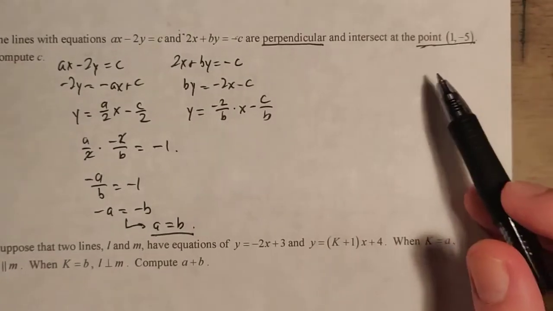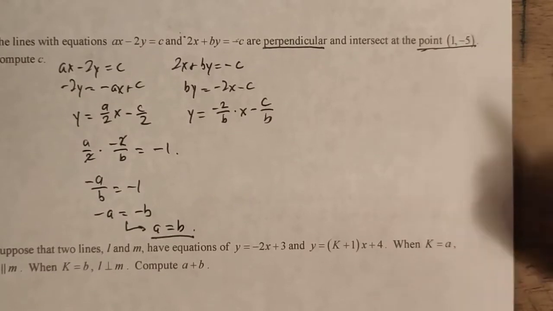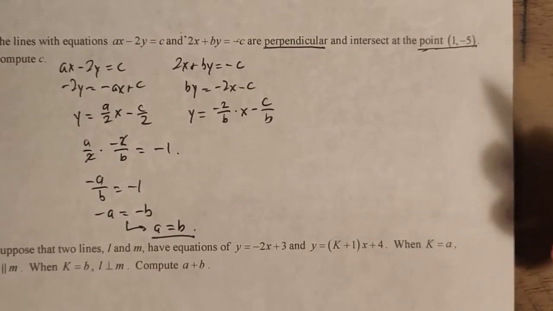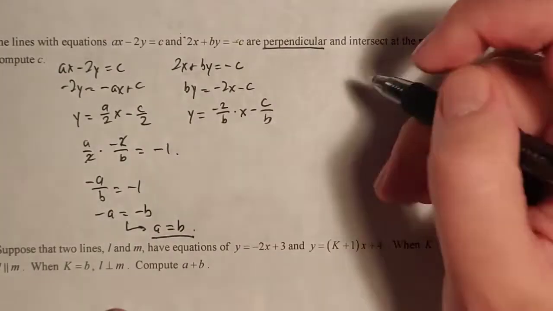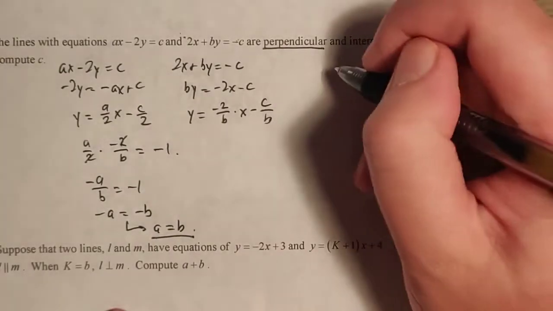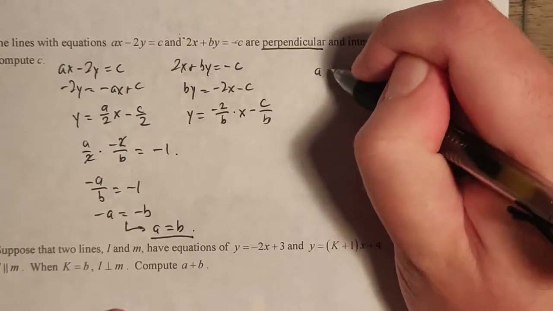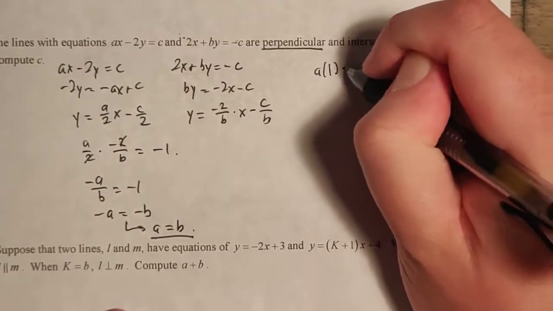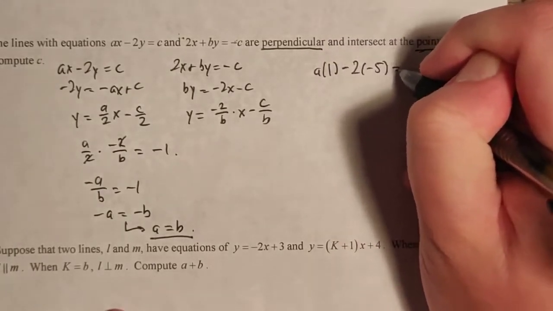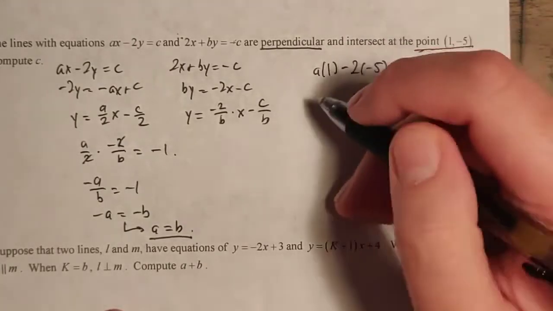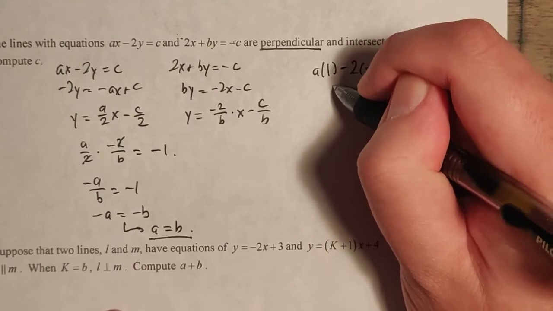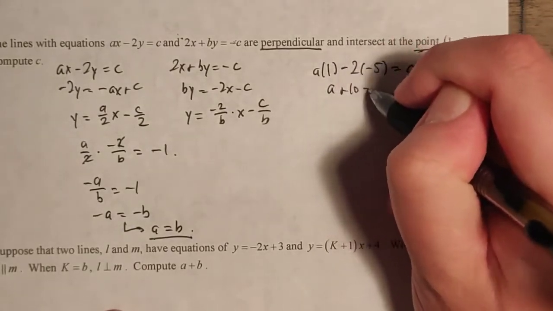Now we have to use the other information. They intersect at the point 1, negative 5. Since they intersect at the point 1, negative 5, this means that 1, negative 5 satisfies both these equations simultaneously. So therefore, we can go back and substitute things in here. So in our first situation, we get a times 1 minus 2 times negative 5 equals c. So we get a plus 10 equals c.